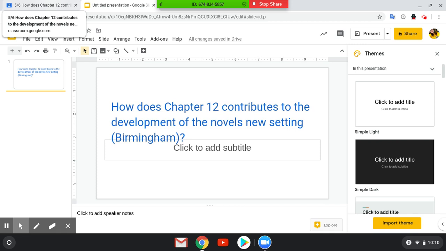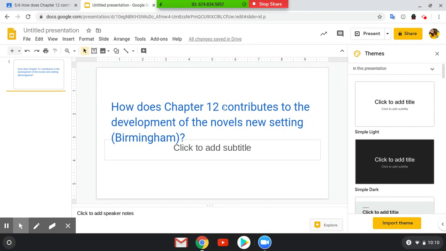So this is the question for today that you have to answer in a paragraph using the RACE strategy. We'll go over that a little bit too, just as a refresher. So the question is, how does chapter 12 contribute to the development of the novel's new setting?